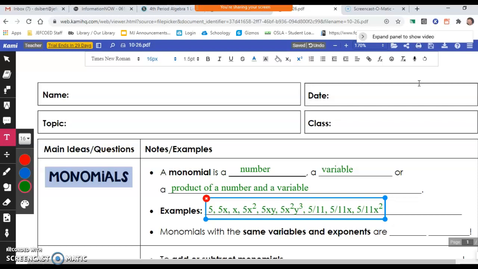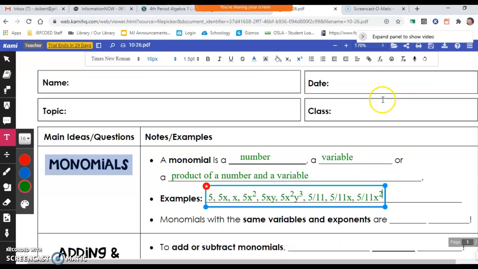Those 5s could interchange with any number. Those x's could interchange with any variable. Your exponents could change with any number. It also could include decimals as well. But you guys know fractions are just another way to write a decimal. Okay? Are y'all good there?